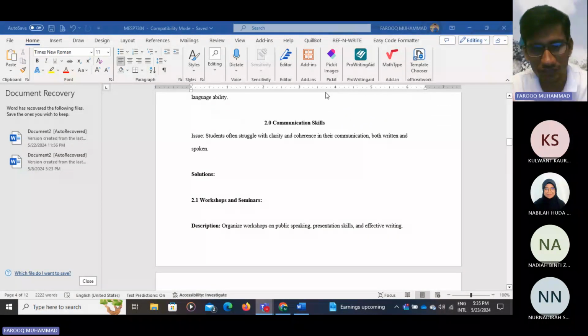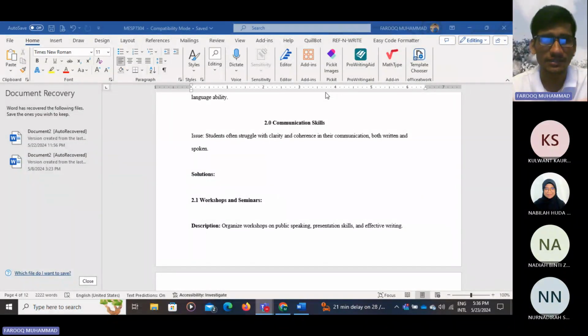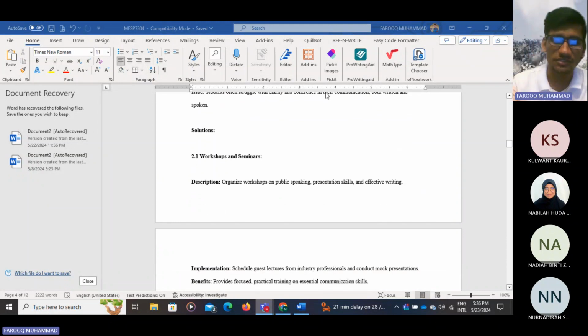Students often struggle with clarity and coherence in their communication, both written and spoken. So this is the issue: students are not good in clarity and coherence in their communication, both written and spoken. So the solution will be, what should we do to stop or decrease this deficiency of the students. Workshops and seminars. First, we will go for workshops and seminars. Description: organize workshops on public speaking, presentation skills, and effective writing.